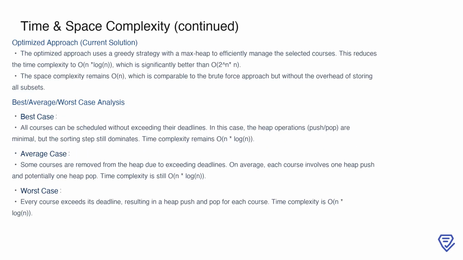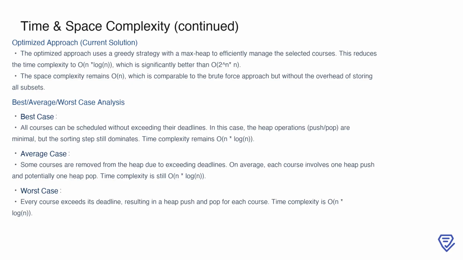The optimized solution we've implemented utilizes a greedy strategy combined with a max heap to efficiently manage the selected courses. This allows us to reduce the time complexity to O(n log n), which is a significant improvement over the brute force approach. The space complexity remains O(n), comparable to the brute force solution, but without the overhead of storing all possible subsets.